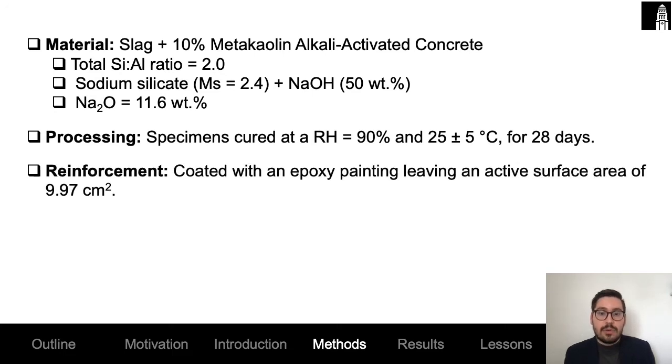All the specimens had a reinforcement embedded into the material. This was a carbon steel reinforcement, coated with an epoxy paint to control the surface area embedded inside the material that was exposed to the material itself. This surface area was 9.97 centimeters squared.